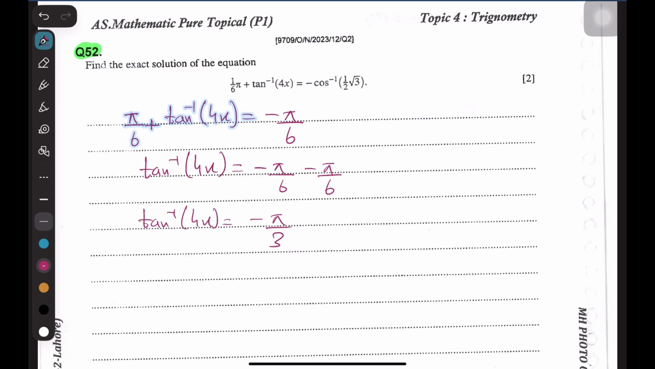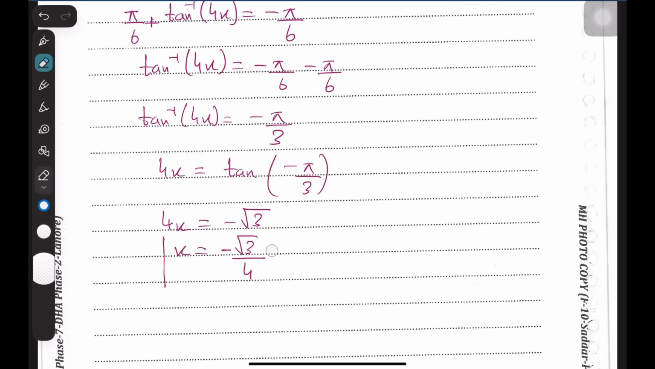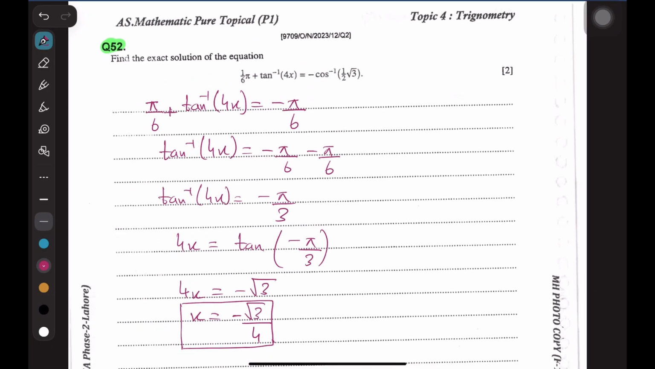All right, so we have 4x equals tan negative pi by 3. What will tan negative pi by 3 be? So tan negative pi by 3 will be negative root 3. So we have 4x equals negative root 3. So x equals negative root 3 upon 4. I hope this is clear.